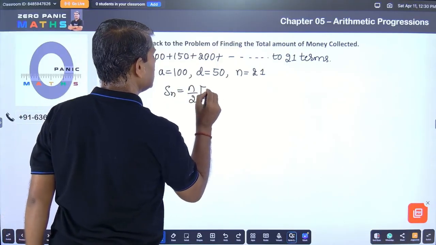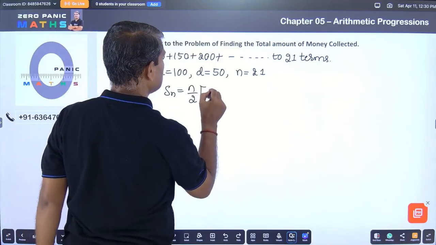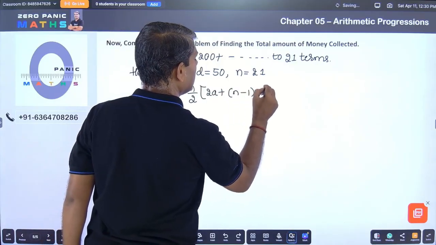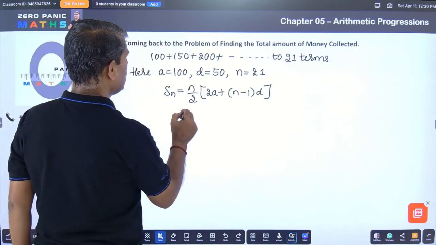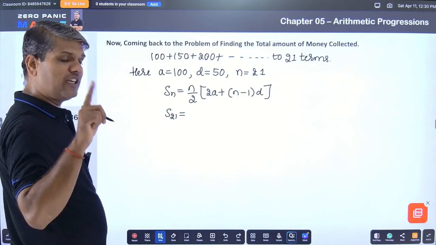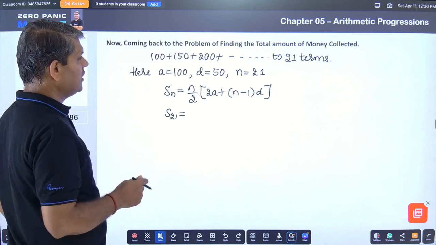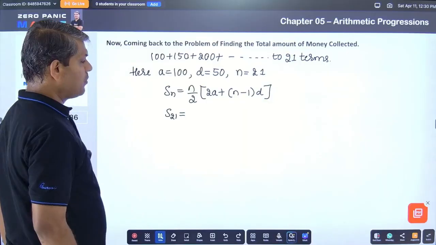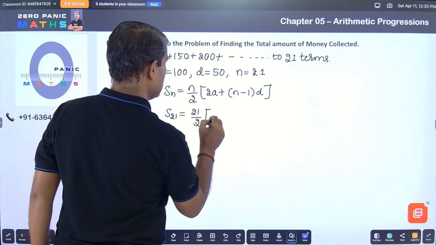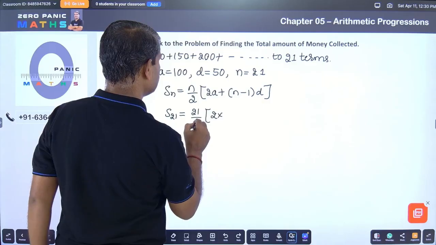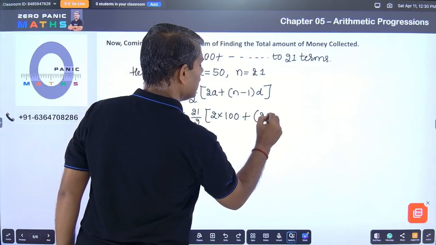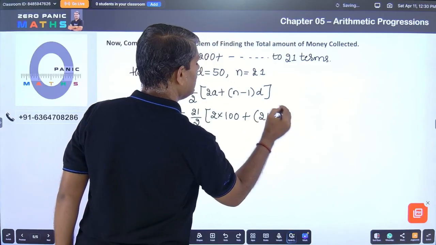Next time onwards you should be remembering this formula. Sn is equal to n by 2 into 2a plus n minus 1 into d. Let us substitute all the values. So it is S21, the sum of 21 terms of this arithmetic progression. What is n? 21. 21 divided by 2, multiplied by 2 times a, what is a? It is 100, plus 21 minus 1, and what is d? D is 50.